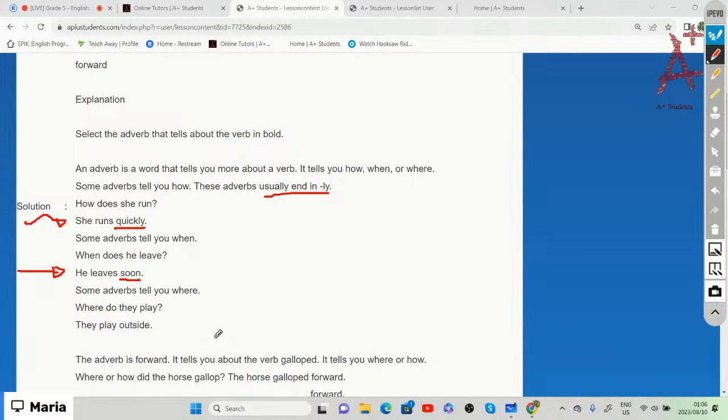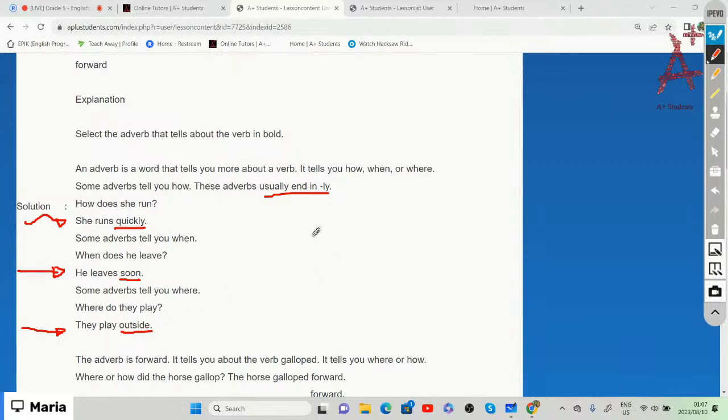Then some adverbs tell us where. Where do they play? They play outside. So this will be maybe our given sentence where we need to identify the adverb, and then you need to ask yourself the question, where do they play? And then you can identify outside, because that is where they play. So they either play outside, or they play inside, for example.